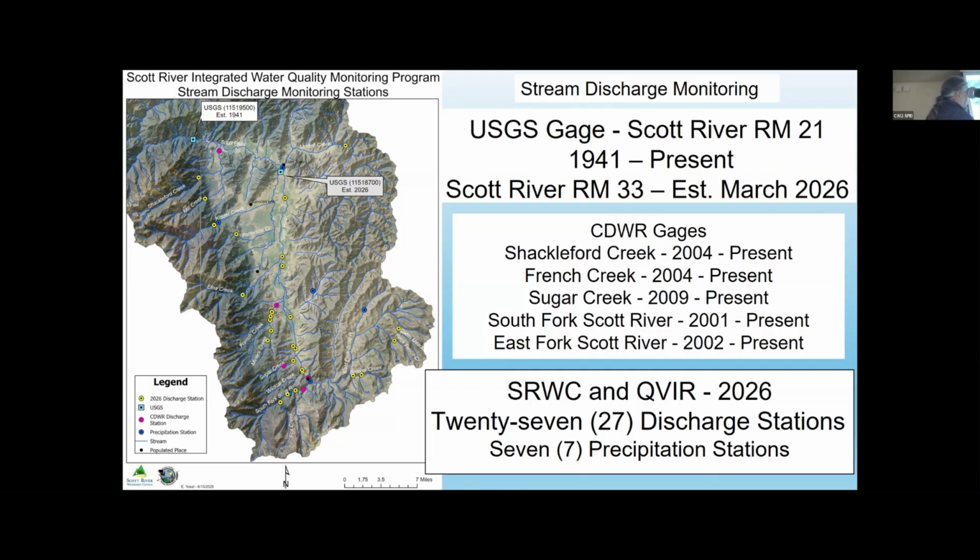And then currently, SRWC and the QBIR effort consists of 27 additional stations that are illustrated by these yellow dots. We relatively evenly sprinkled them through. Some of these stations were established 20 plus years ago by the RCD, looking at unimpaired or full natural flows in major tributaries like Shackleford Creek, Mill Creek, Etna Creek, and then the other stations are looking at flows in some critical locations.